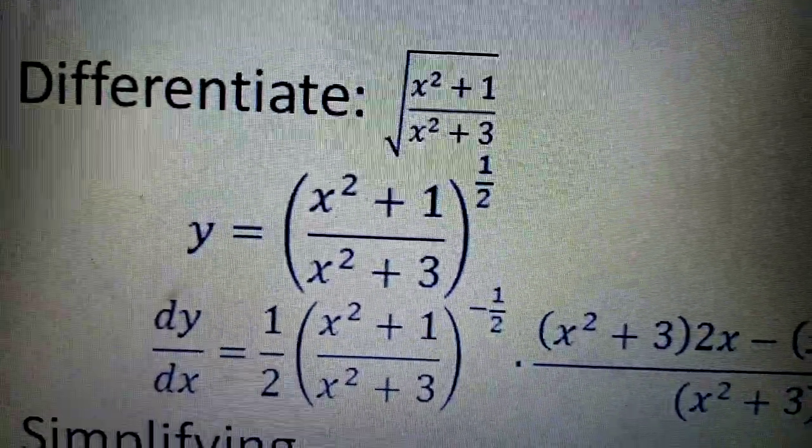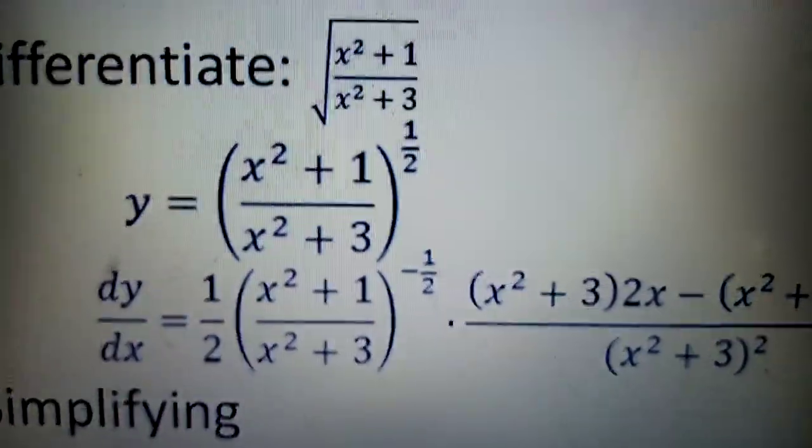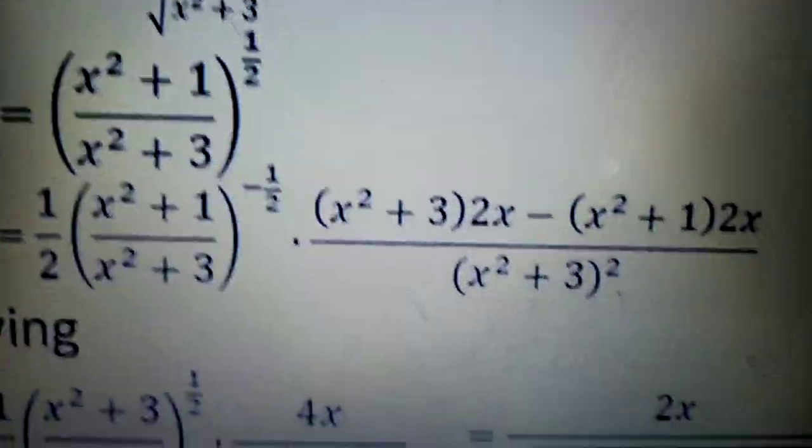This is a good example that has made use of the differentiation of algebraic terms. It has also made use of the chain rule and also the quotient rule.